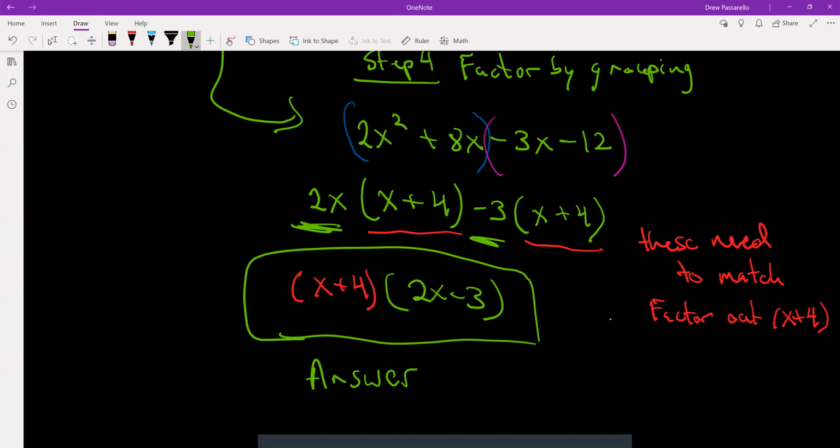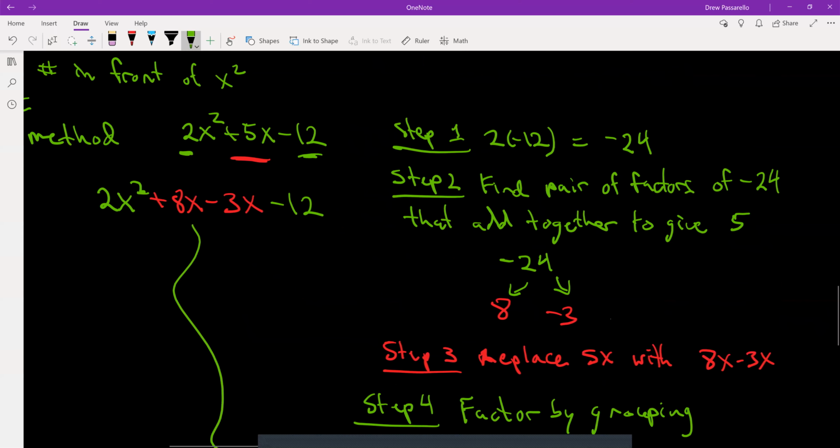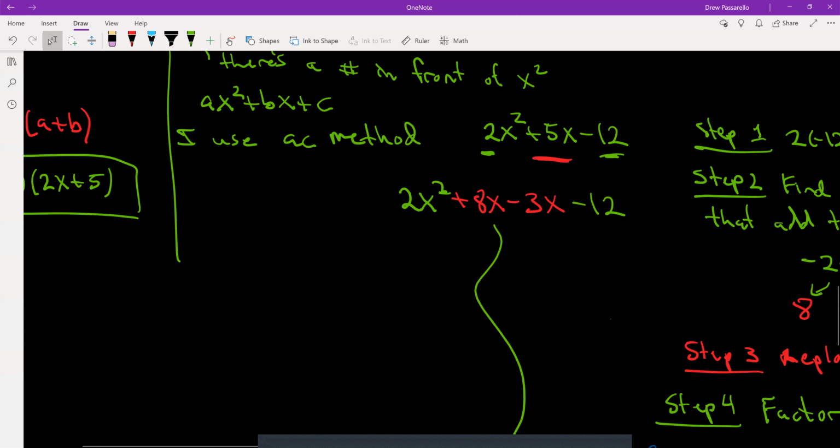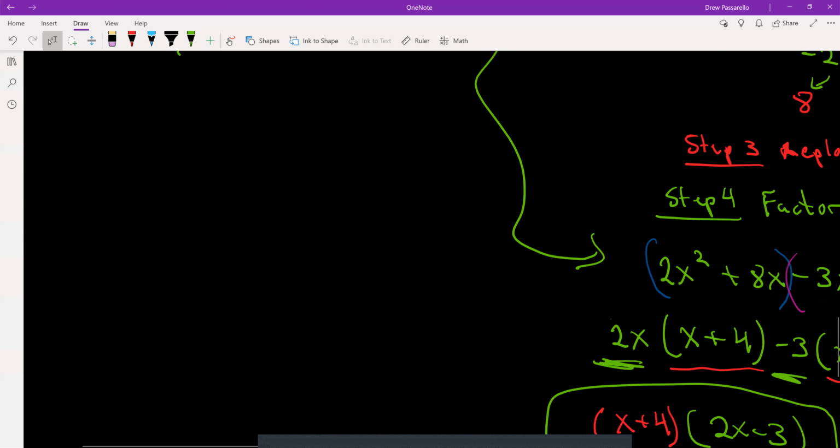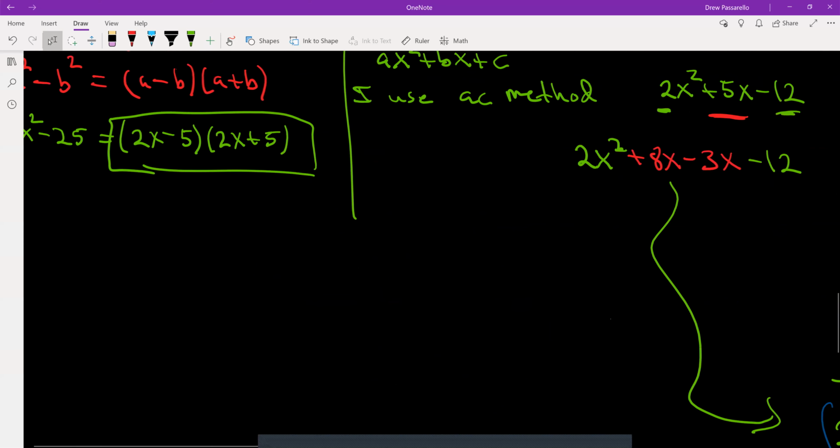All right, that's doing the AC method. I kind of did it really step by step here. I'm going to do it real quick just to go over it again. I'll do it this time the same way over again, but not writing step 1, step 2, as detailed.